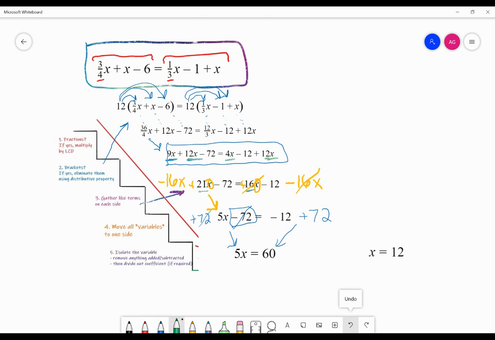And the final step we do is divide out the coefficient. The coefficient is right here. It's the thing that's attached to the variable. So in this case, that's 5. So we want to cancel it out, so we divide by 5. But we have to do it on both sides. So we see that leaves x equals 60 divided by 5, which is the same as saying x equals 12.